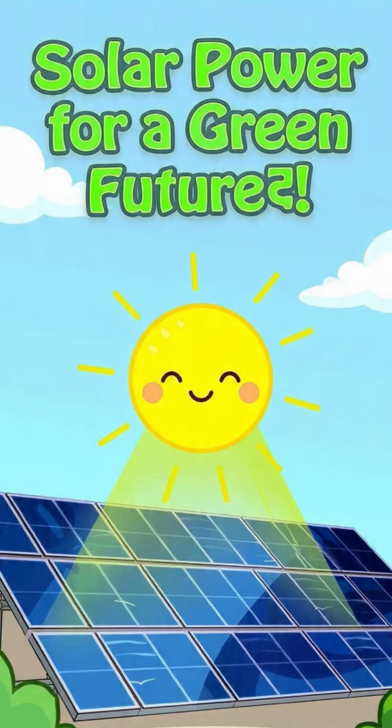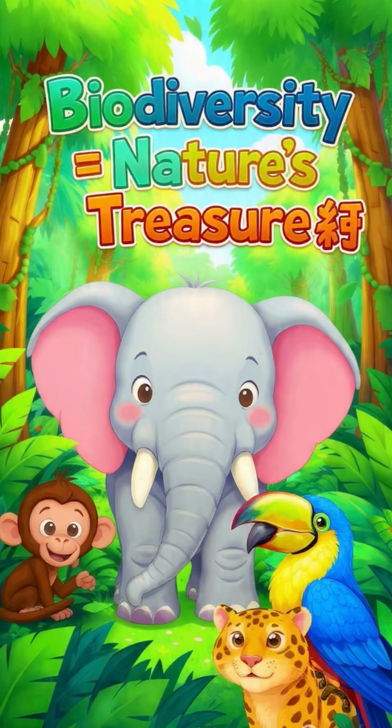Biodiversity is the variety of life on Earth. It ensures ecosystem stability, supports agriculture, and provides food, medicine, and raw materials. Protecting diverse species maintains the balance of nature and contributes to human well-being.